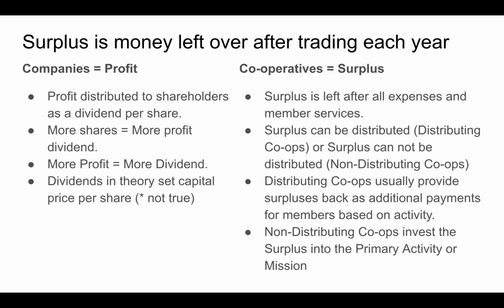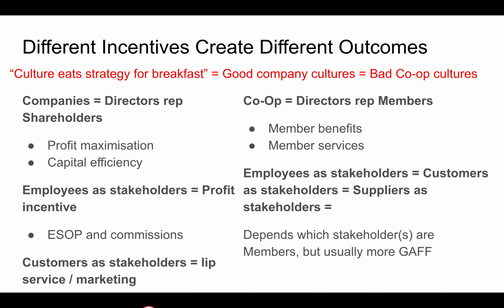If it's a non-distributing co-op, that surplus is returned into improving the mission. There are a lot of great examples of older non-distributing cooperatives that have built assets that today's members benefit from, the longevity and assets built by members before them. The difference when you've got shares linked to capital and incentives is that directors are responsible to shareholders in a company, and for employees they try to align those incentives using commissions, if it's a sales environment, or using options or employee share ownership.